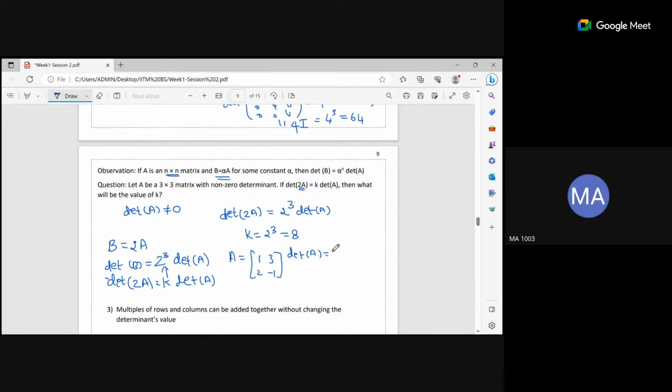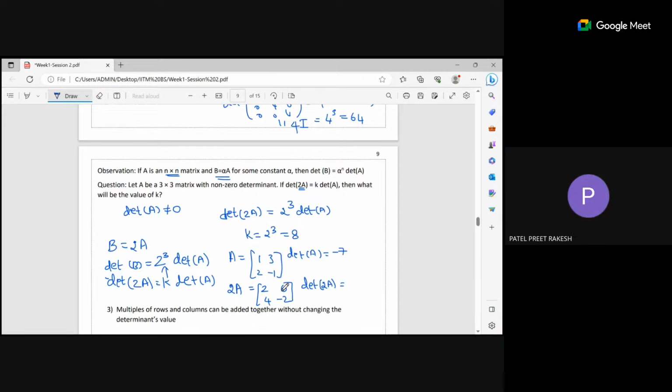Let us compute what is 2 times A. 2 times A is 2, 6, 4, minus 2. Now, what is the determinant of 2 times A? Compute this determinant. 2 will come out, right? Minus 2 times 4... straight away you can compute it.